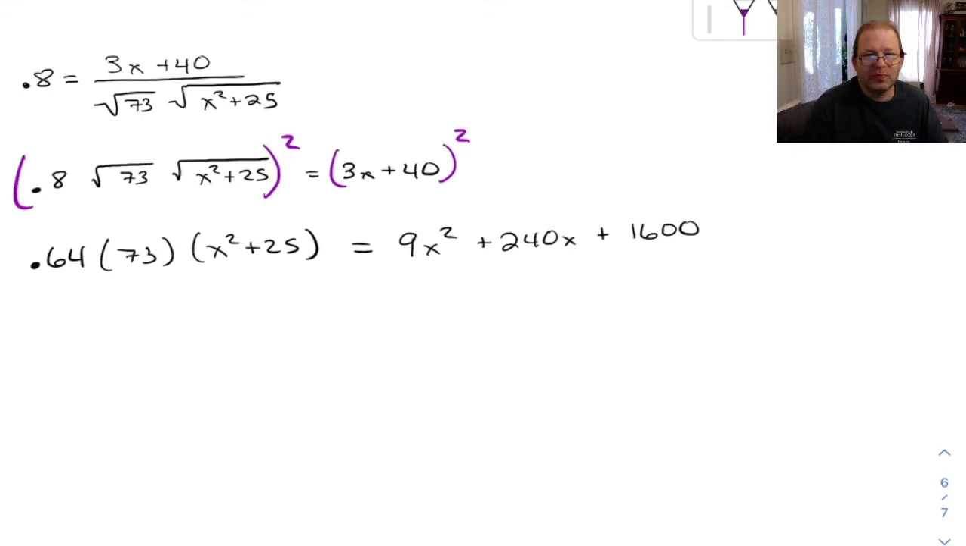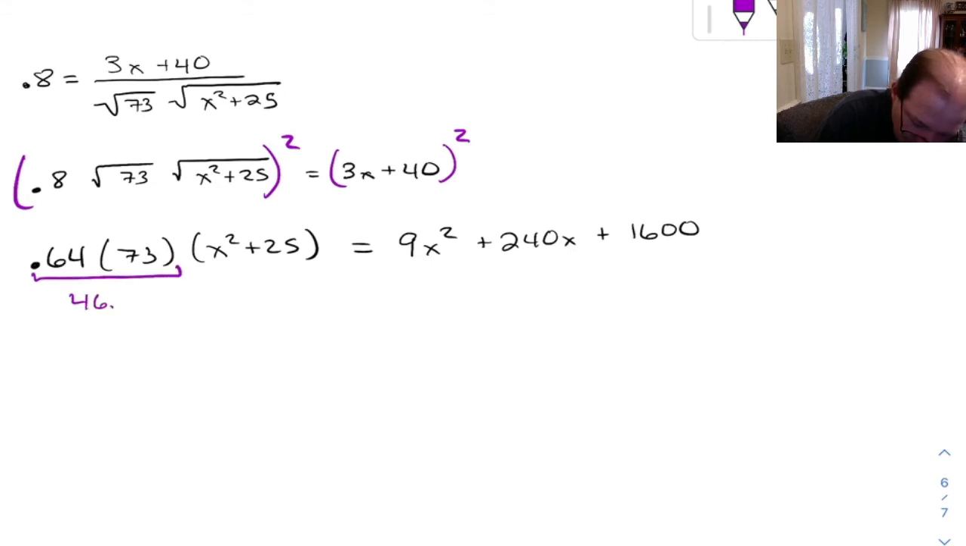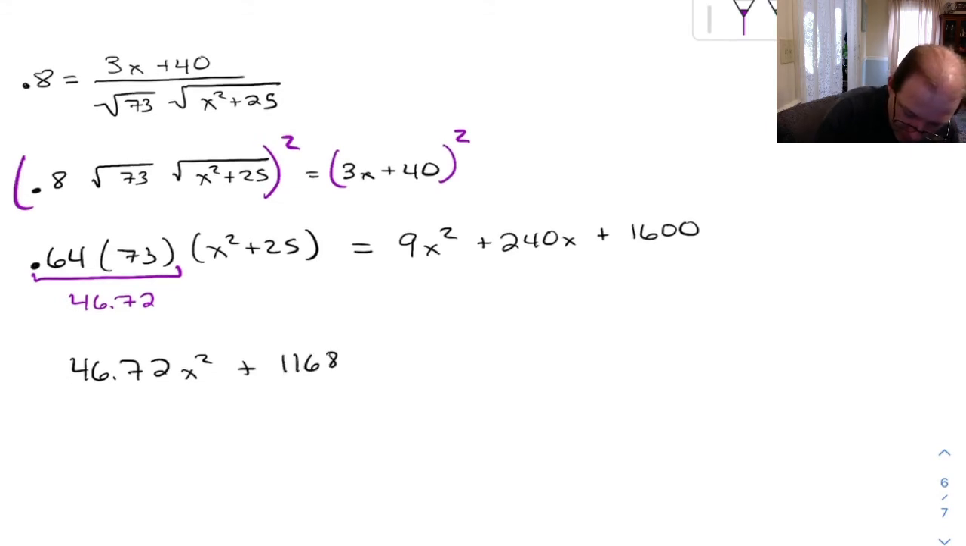Okay, so really what we've got here is a quadratic equation that's going to have some kind of ugly coefficients on one side. So let's see, 0.64 times 73 is 46.72. All right, so this is going to be 46.72x squared plus 46.72 times 25, which is 1168, equals 9x squared plus 240x plus 1600.